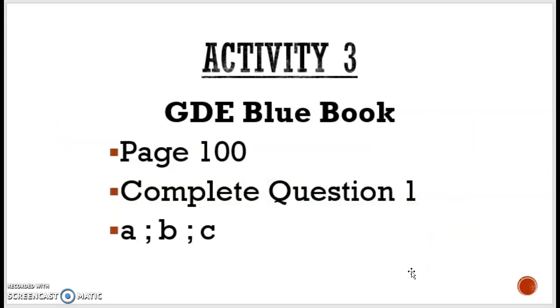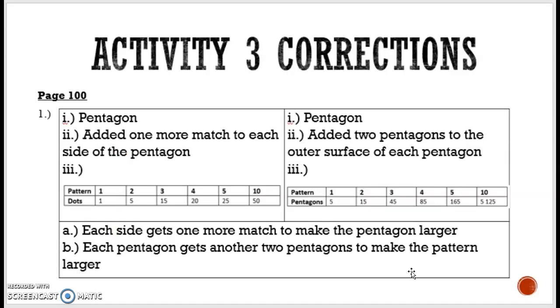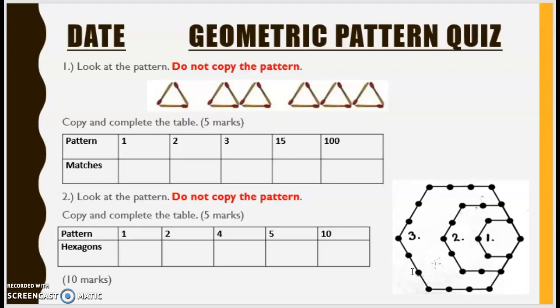Please complete activity 3 in your GDE Blue Book. That will be on page 100. Please complete question 1, A, B and C. Press pause and play when you are ready to mark. Activity 3 corrections are as follows. Please mark your work. Right, next we are going to do a geometric pattern quiz.